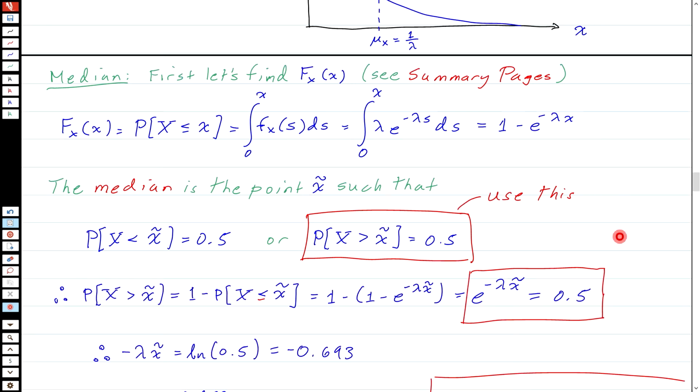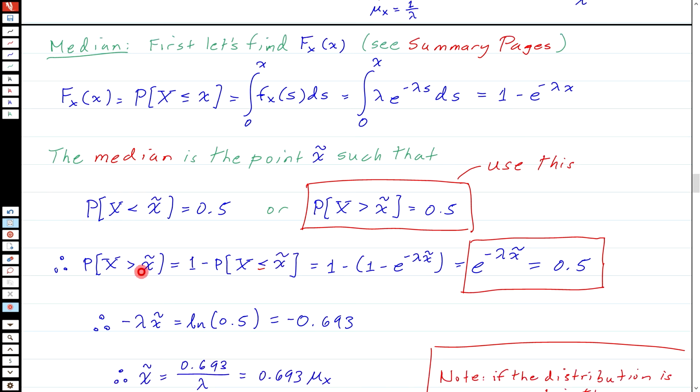So we know the median is the point x tilde such that the probability that X is less than or equal to x tilde is 0.5, or the probability that X is greater than x tilde is equal to 0.5. We use this because we know capital F of x, the probability that X is less than or equal to x, is 1 minus e to the minus lambda x. So the probability that X is bigger than little x is just e to the minus lambda x. And I say that here. So basically, the probability that X is greater than x tilde is 1 minus the probability that X is less than or equal to x tilde. This is a continuous random variable, so it doesn't matter whether the equality is there or not.